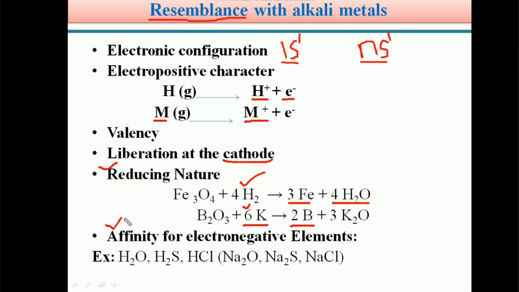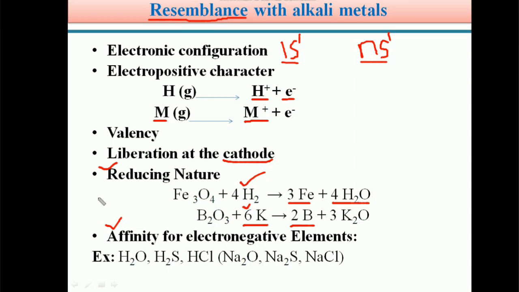Students, we are very well aware of electronegativity. The electronegative elements in the periodic table are fluorine, oxygen, and the halogens. Generally, these are the highly electronegative elements in the periodic table. Hydrogen has a strong affinity towards highly electronegative elements like oxygen, sulfur, and halogens, and reacts with them to form the corresponding compounds.